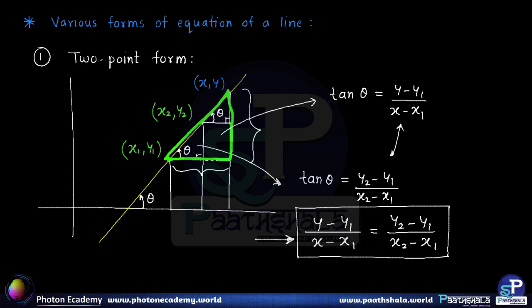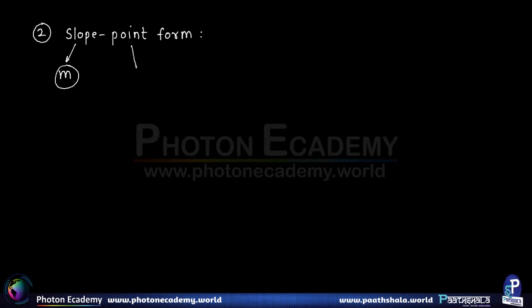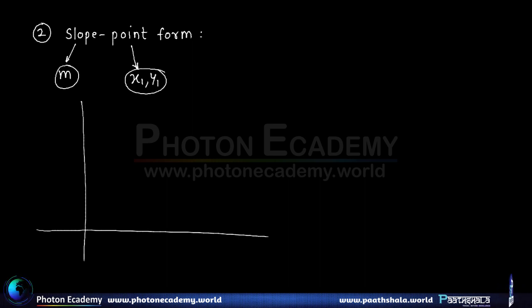Now let's see the next form, that is called the slope point form. As the name indicates, we know the slope of the line and we know one point (x1, y1) that lies on the line. So once again, let's see a small schematic.